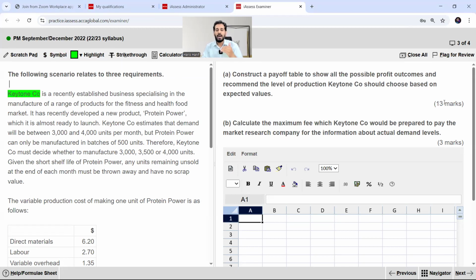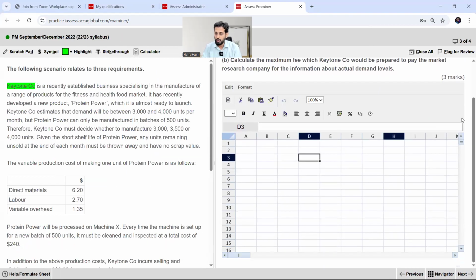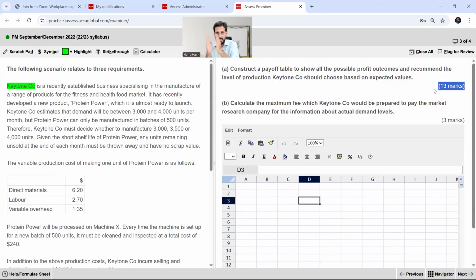So let's first read out the requirement, and then obviously I will be solving it on this spreadsheet, right? So first of all, for 13 marks, as you can see on the right side of your computer screen, construct a payoff table. Now do not embarrass me, you do not know what is the payoff table. All of you know what is payoff table. Payoff table actually means that it is the table which is showing all the possible outcomes of different options, right? It is showing all the possible outcomes of different situations, different circumstances, showing all the possible profit outcomes, and recommend the level of production the company should choose based on expected values.